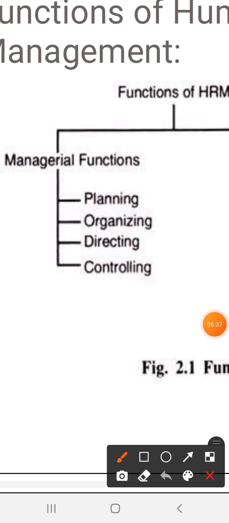So let's start one by one. These are the four managerial functions: planning, organizing, directing and controlling. So what is planning? Planning means what? Planning is thinking before doing something, right? We must be able to develop a course of action before doing something, so that we are able to understand the expected outcomes from that. So planning is thinking before doing.